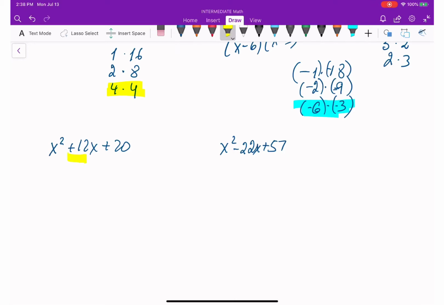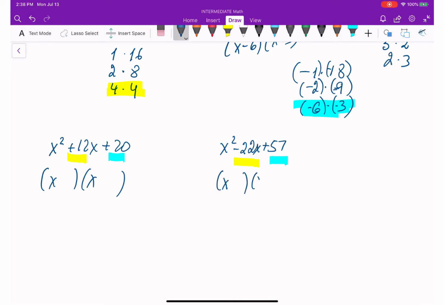Addition here and subtraction here. And product, both of them are positive. So in one case, we are going to have two positives, and in another case, two negatives. Let's see. So let's break it down. x and x. That's an obvious thing.